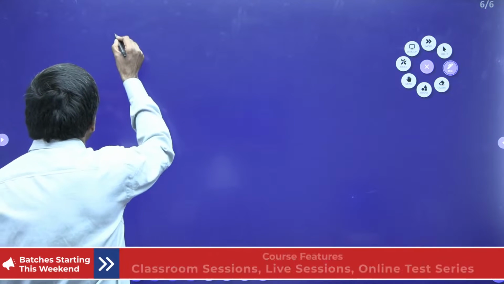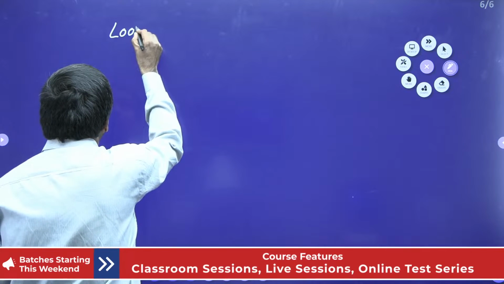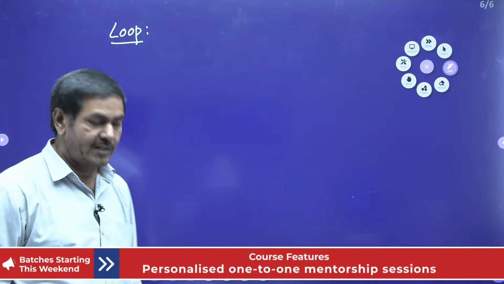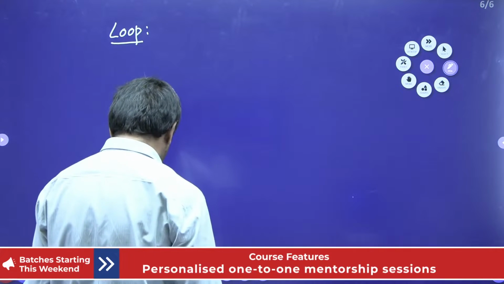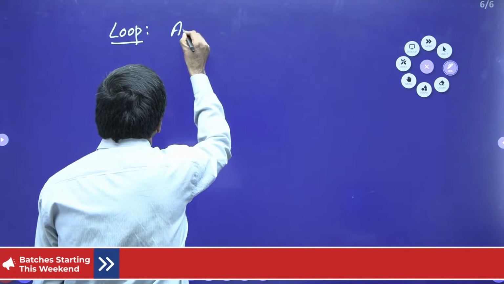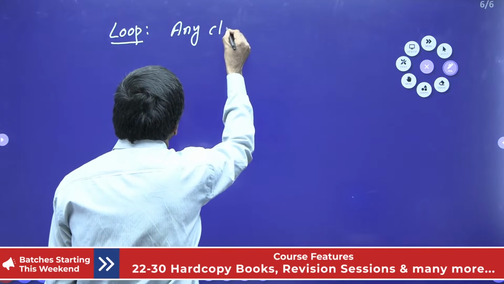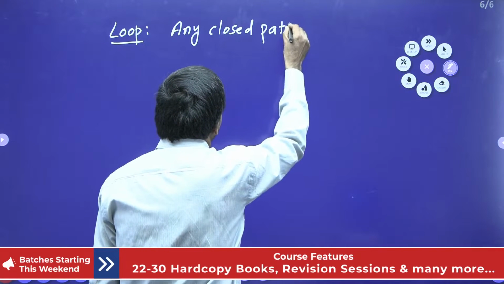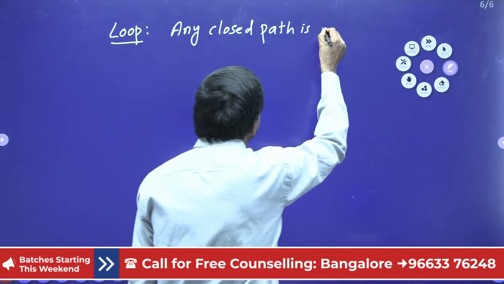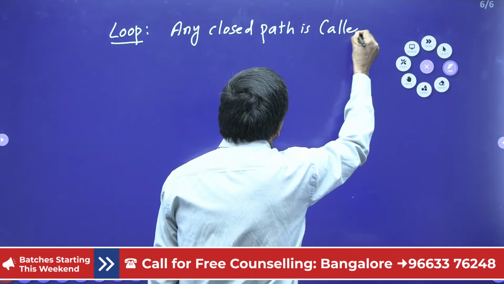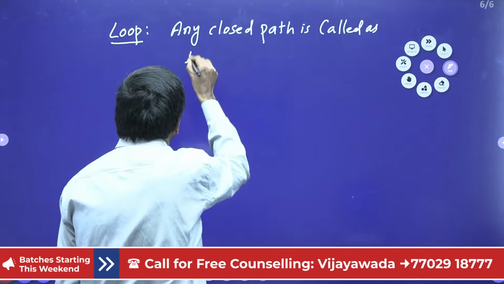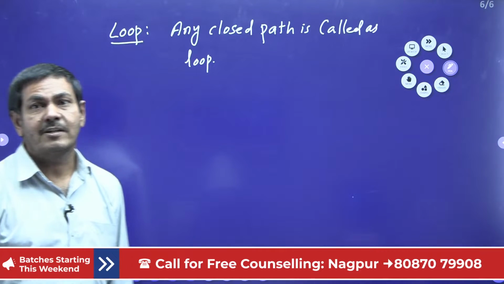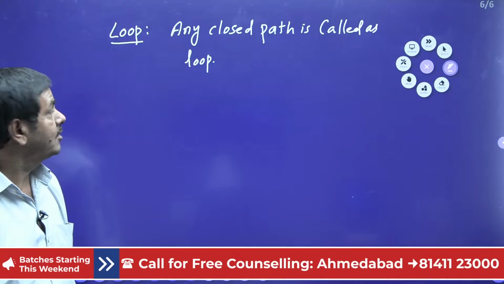loop. This is also more important. We are going to use loop. If I ask how many loops the problem contains, we have to understand what the meaning of that loop is. Any closed path is called a loop. Because whenever all these definitions are given, you will get a clear concept. Any closed path is called a loop only.